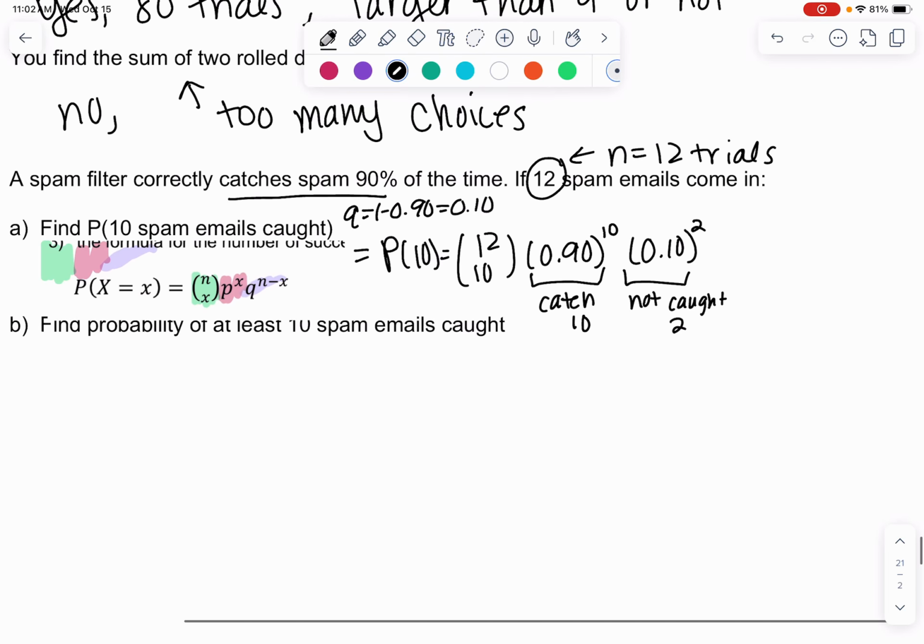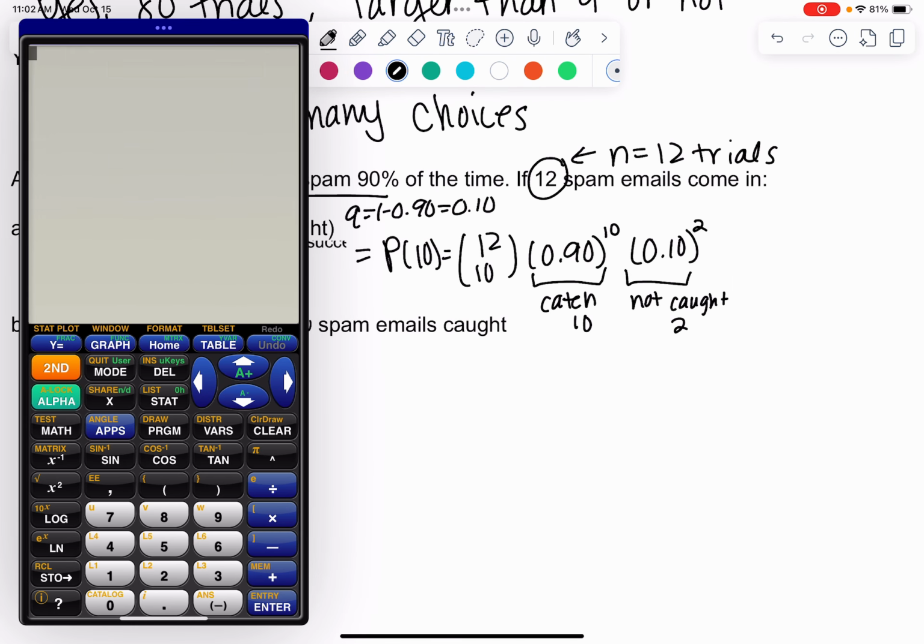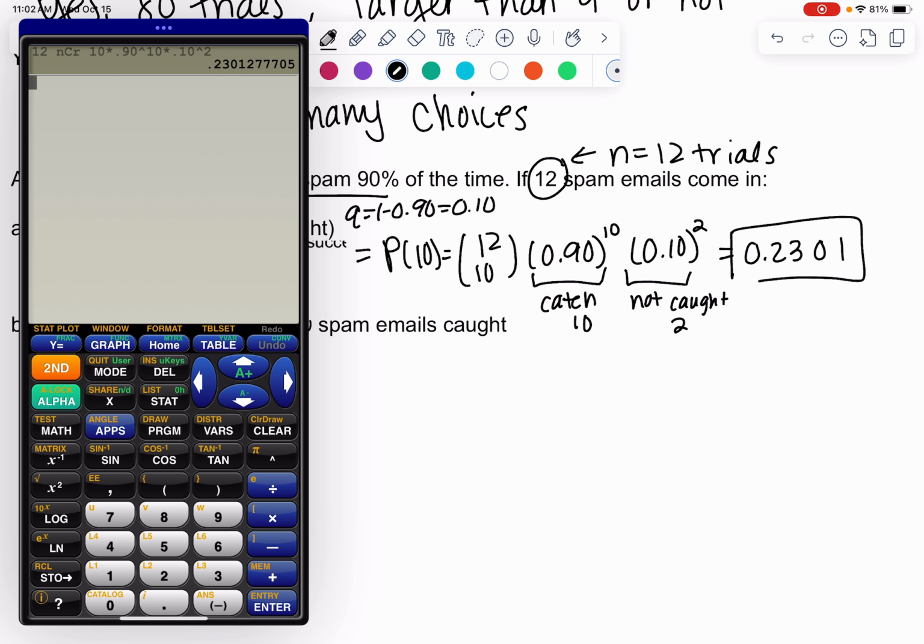Okay, so let's figure out how to type this on the calculator. So I can type everything at once, which makes it easier when you have to do it over and over and over, because the most tedious part is just on the calculator. So I'm going to type the 12 from the nCr, math, probability, nCr 10. And then rather than hitting enter, I'm just going to type everything at once. So I'm going to do times 0.90 to the 10th power, and then times 0.10 to the 2nd power. Enter. So there's a 23% chance, 0.2301, that it catches exactly 10 spam emails.